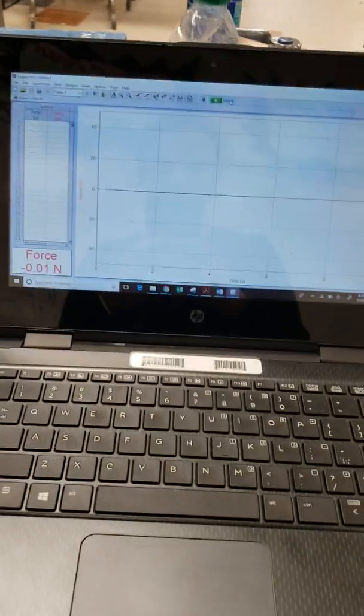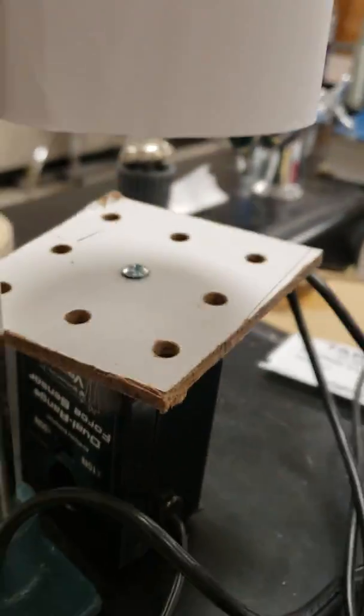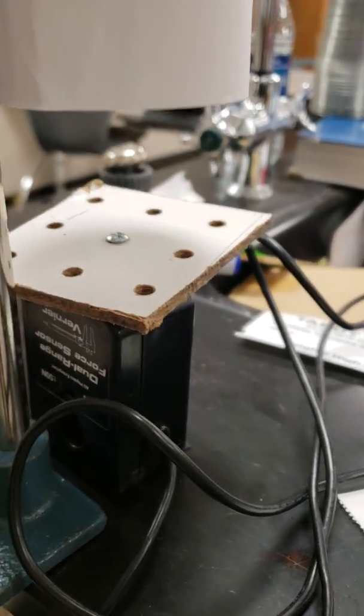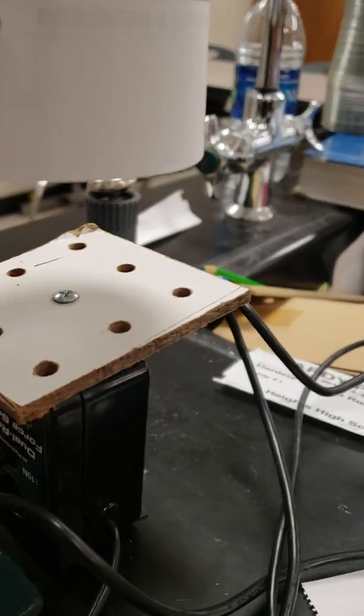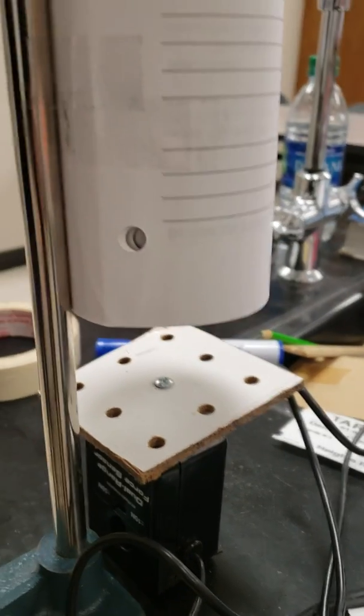Alright, so I'm going to show you how to use the sensor. First of all, this is a force sensor, and it is attached to a table that is level, that is on level ground, that is in fact on Earth. Okay, so I'm going to have it to where every group can come up and use this setup that I have here.